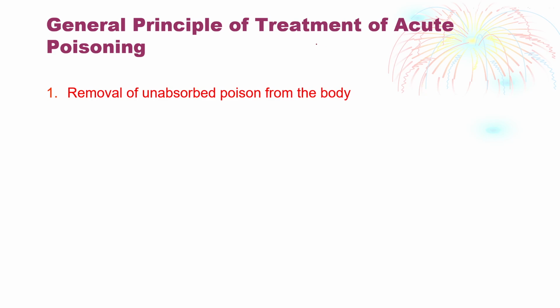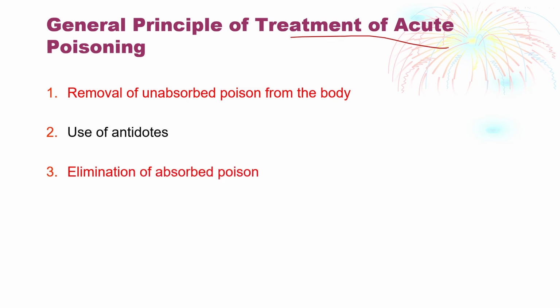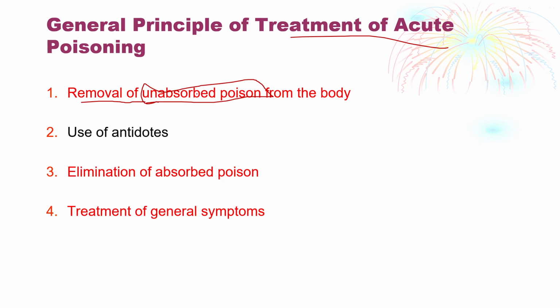Now, what is the general treatment of acute poisoning? This is a very important topic. The general treatment of acute poisoning is, first of all, to remove the unabsorbed poison. I discussed that in the introduction as well. Unabsorbed poisons are those poisons which are inside the body but not absorbed yet. I must remove them from the body by different procedures.